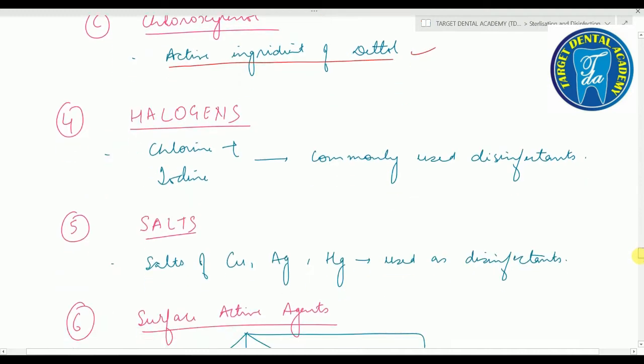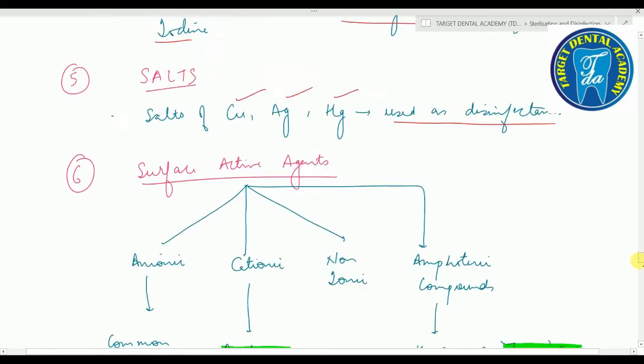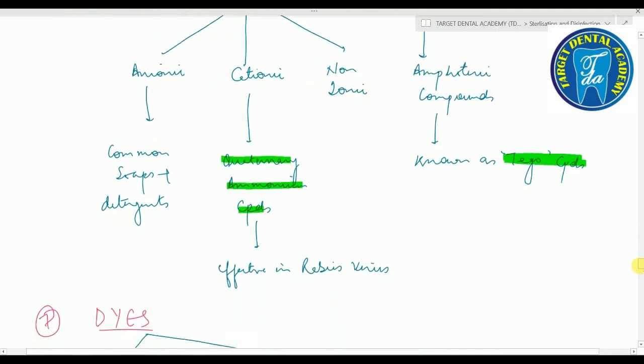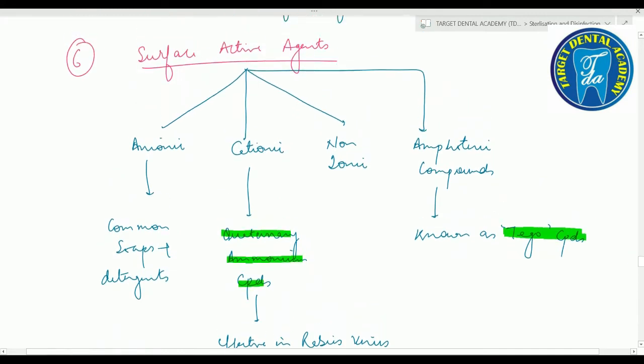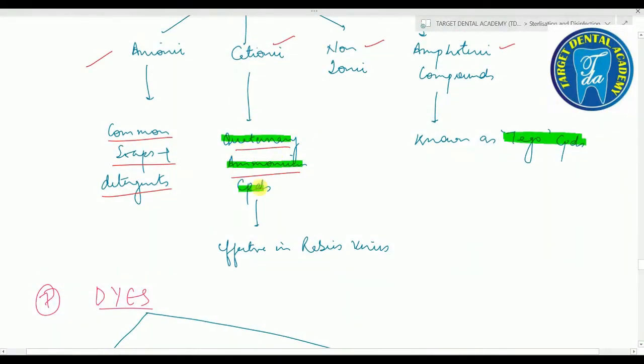Next are the halogens. Chlorine and iodine are used as disinfectants. Next are the salts: salts of copper, silver and mercury are used as disinfectants. Coming on to the surface active agents, we have 4 types: anionic, cationic, non-ionic and amphoteric compounds. Anionic compounds are commonly used as soap and detergents. Cationic are quaternary ammonium compounds, which are effective against rabies virus, important. Amphoteric compounds are also known as Tego compounds.